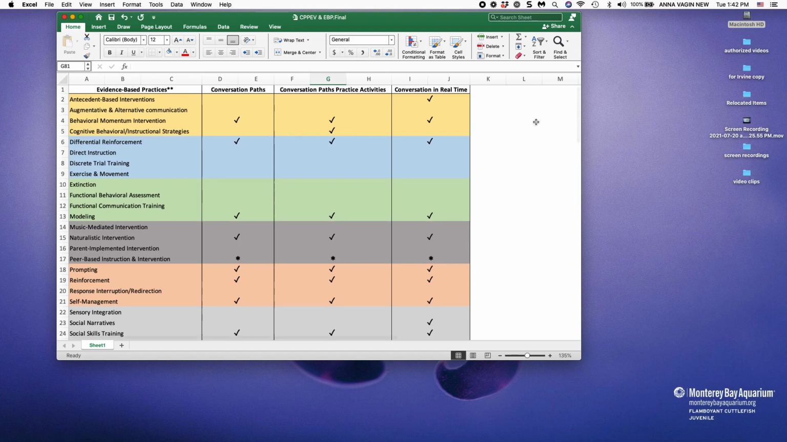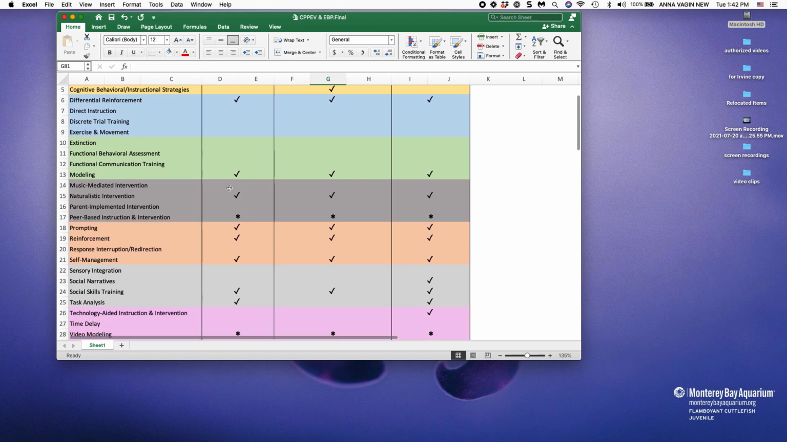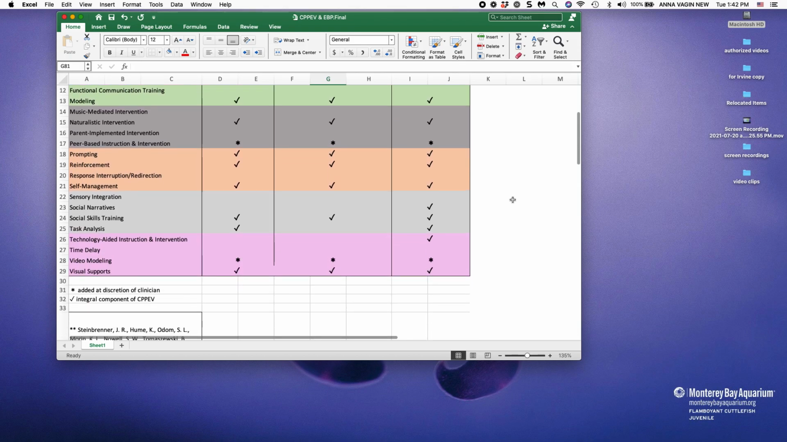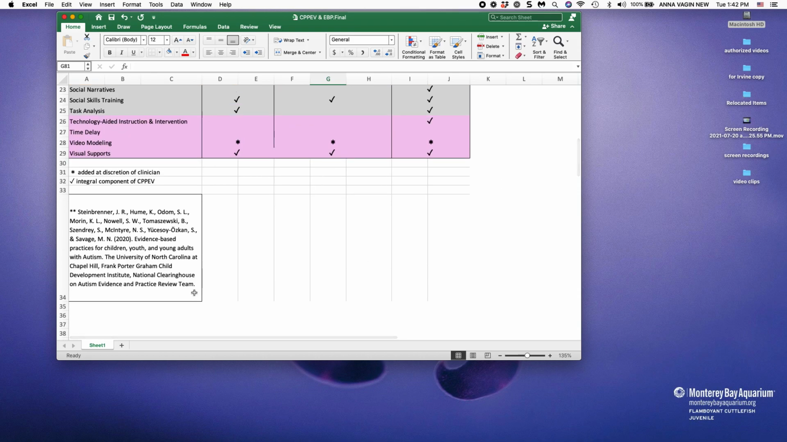So again, you can look at this and you can see what aspects, for example, reflect modeling in the teaching framework, the evidence-based practice. Again, at the bottom, there's a reference for you to read more about evidence-based practices.